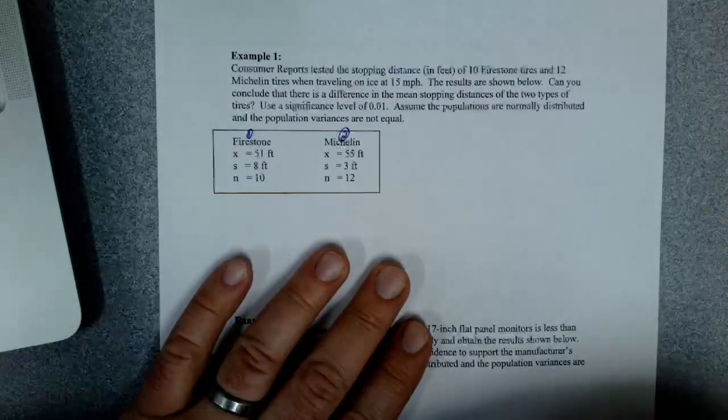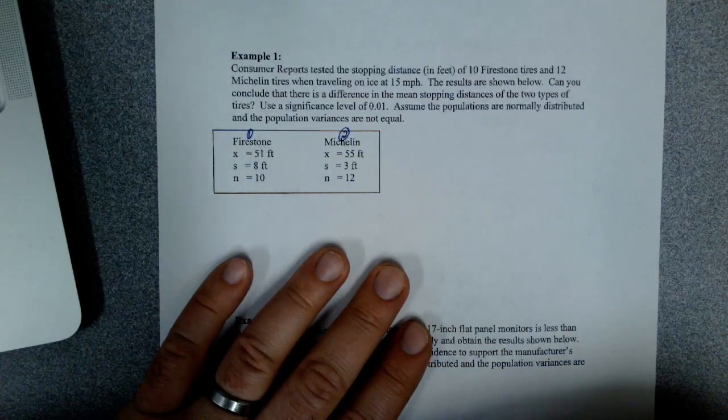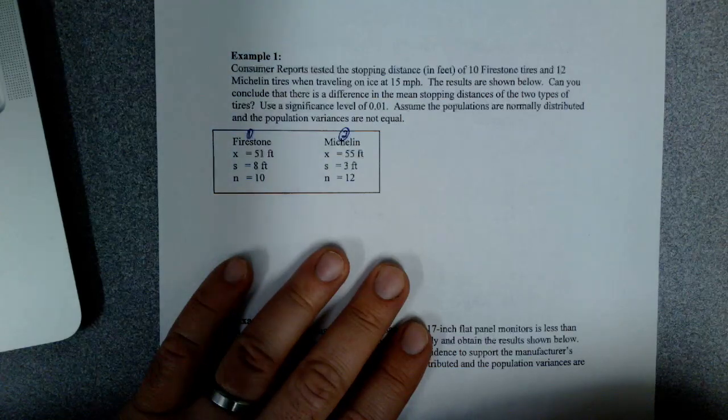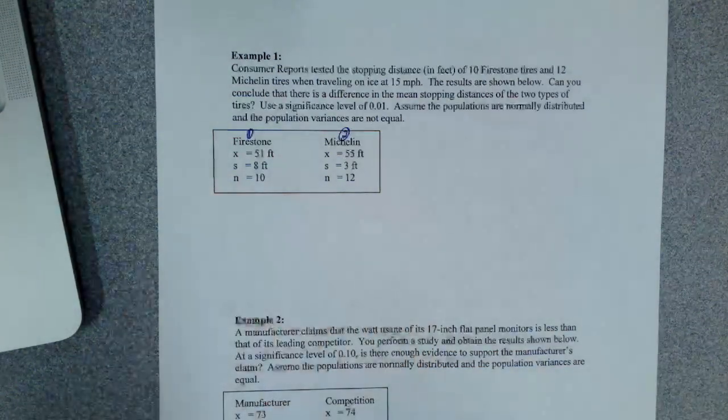So we have Consumer Reports testing the stopping distance in feet of 10 Firestone tires and 12 Michelin tires when traveling on ice at 15 miles per hour. The results are shown below. Can you conclude that there is a difference in the mean stopping distances of the two types of tires using a significance level of 0.01? Assume the populations are normally distributed and the population variances are not equal.